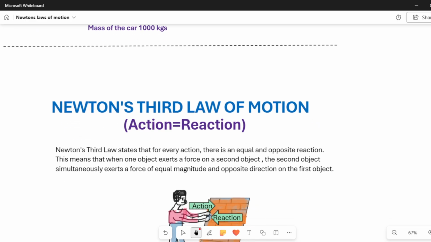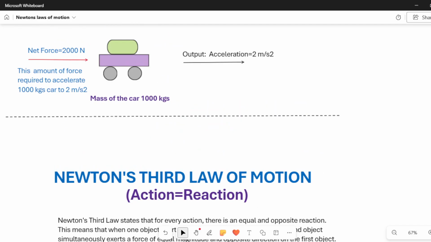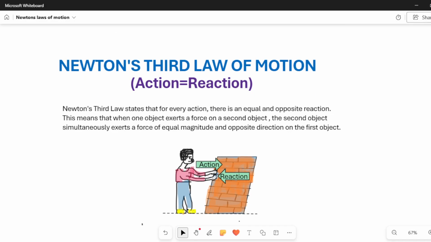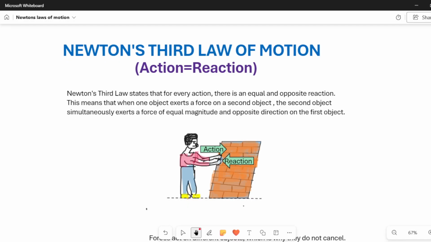So now finally comes Newton's third law of motion. What is Newton's third law of motion? Newton's third law of motion states that for every action there is an equal and opposite reaction. This means that when one object exerts a force on a second object, the second object simultaneously exerts a force of equal magnitude and opposite direction on the first object.